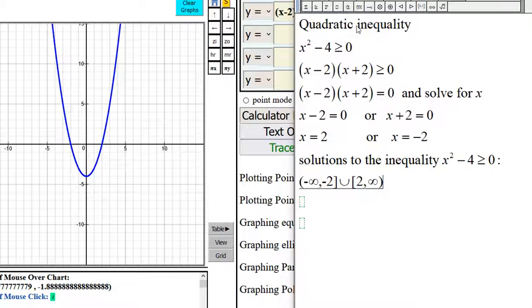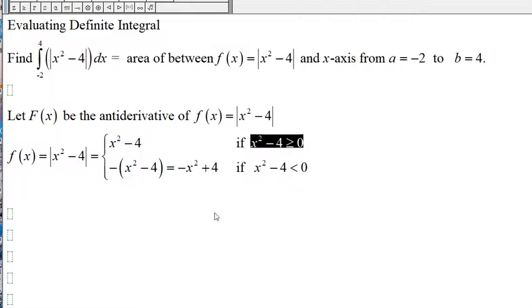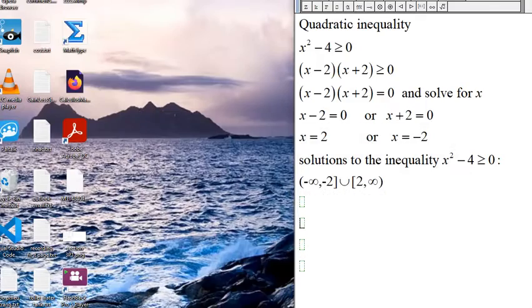And so this is the solution to this inequality. It'd be from negative infinity to negative 2, and then 2 to infinity. Now for other quadratic inequalities, x squared minus 4 less than 0, it'd be the middle interval.